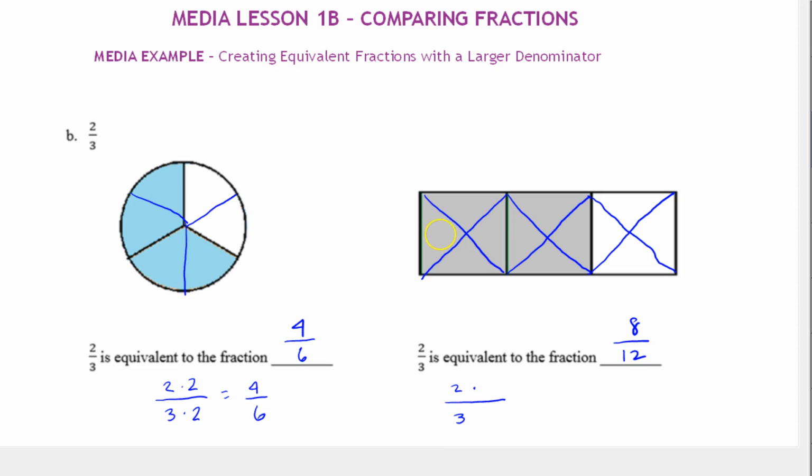And we cut each piece into 4 pieces. So we have 4 times the amount of pieces total, and 4 times the amount are shaded, which gives us 8 twelfths.